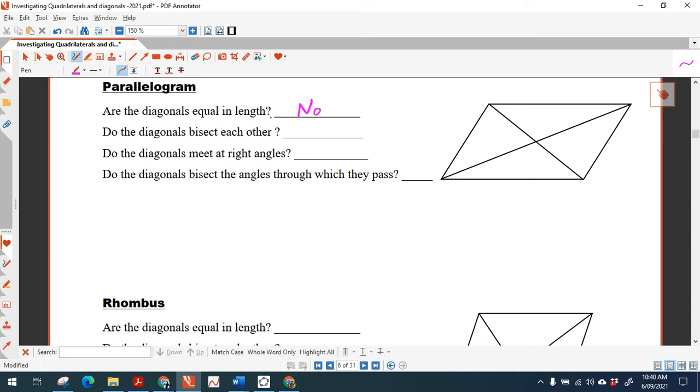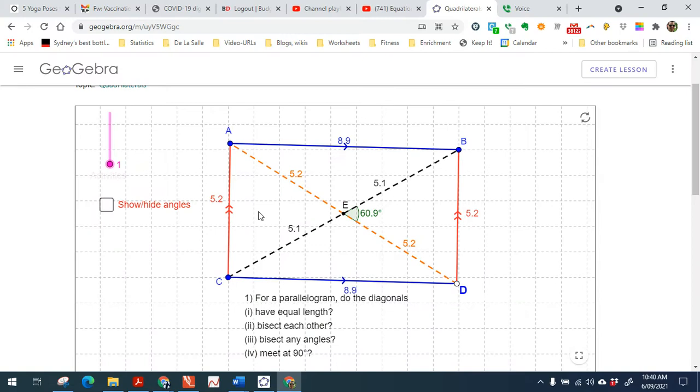Okay. Now, do the diagonals bisect each other? That means, do they cut each other in half? So let's just have a look at that. You can see here that the black line has got 5.1 from C to E as a length, and from B to E, it's also 5.1. So that orange line, the orange diagonal, cuts the black diagonal in half.